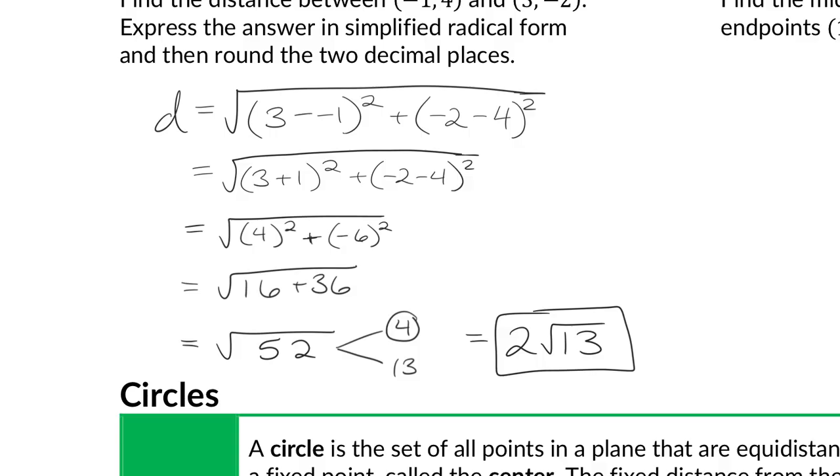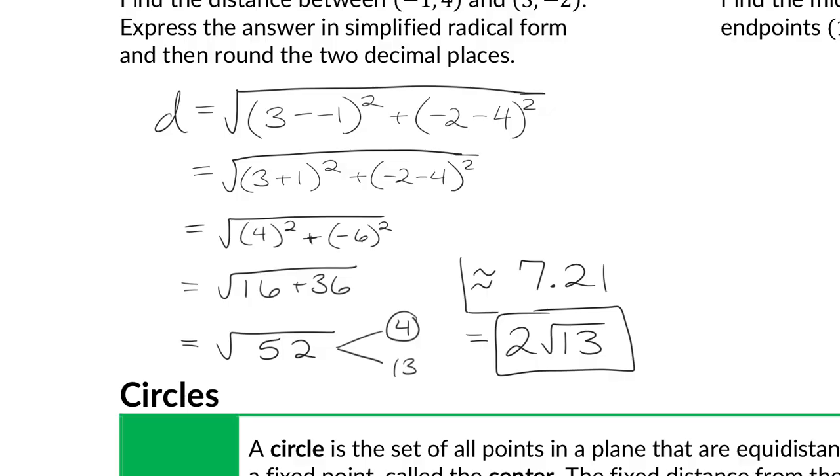Sometimes when you just get the number underneath the radical, it can't simplify any, in which case it would just have been square root of 52. But if we can simplify it down, we will. Then we're going to turn to our calculator. And in your calculator, you're going to do 2 times the square root of 13. And we're going to round it to 2 decimal places. And what did you guys get when we rounded it to 2 decimal places?